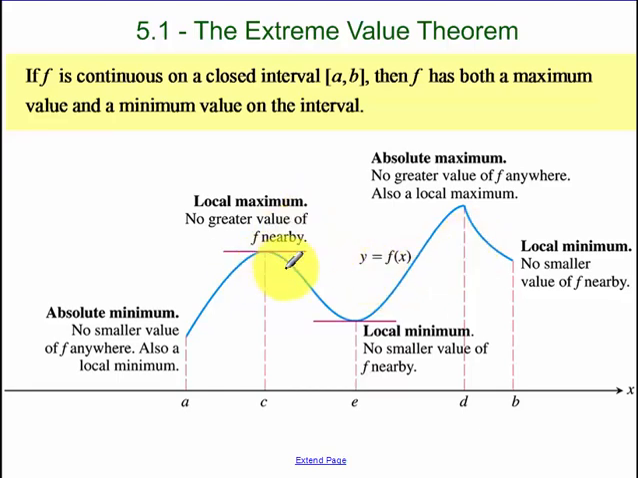Now notice at each one of these points here, f prime of x equals 0. Here, f prime of x again equals 0. Here, f prime of x was undefined. So that's a few key things that we need to know.